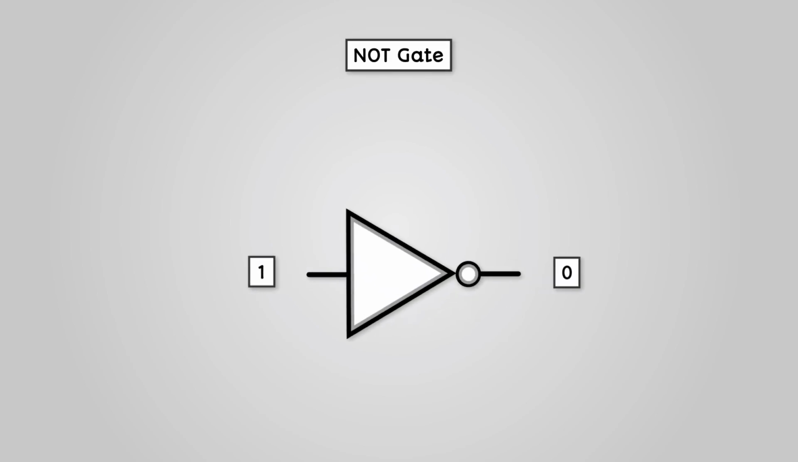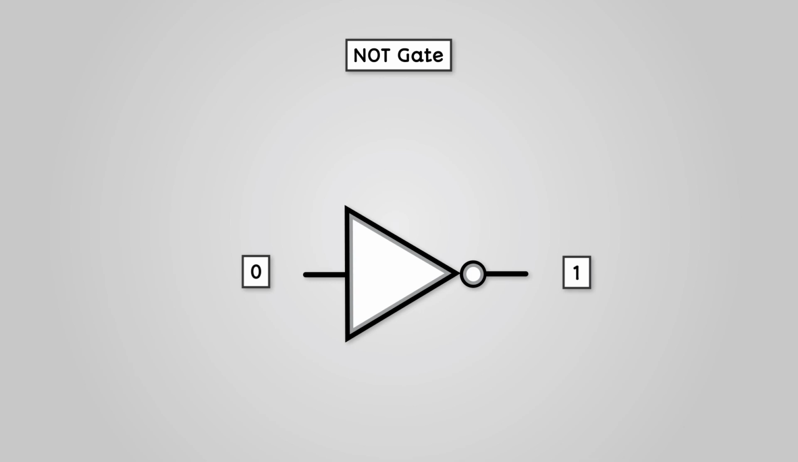Another common logic gate is the NOT gate. This differs from the other types of gate diagrams, as it only has one input and one output. When a NOT gate has an input of 1, it gives an output of 0. When it has an input of 0, it gives an output of 1.